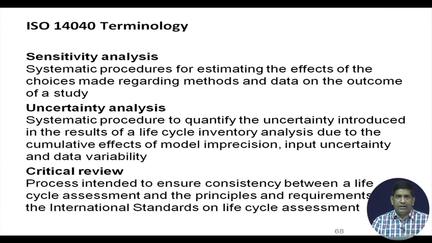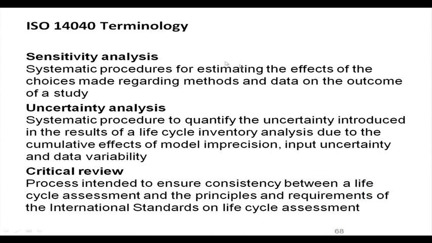Then you can do sensitivity analysis and uncertainty analysis. We talked about that earlier as well, so I won't spend too much time on this one. In sensitivity analysis, you're trying to estimate the effects of choices made on the methods. So if you have 5 parameters, keep 4 constant, vary 1 and find out. Uncertainty gives you the model imprecision in terms of inputs. We talked about that in the earlier module: data variability, model imprecision, input uncertainty, those things are there.